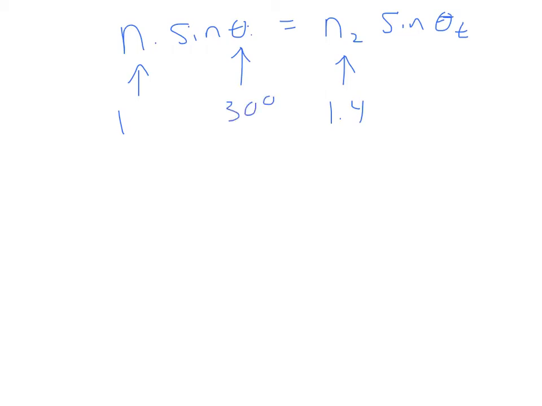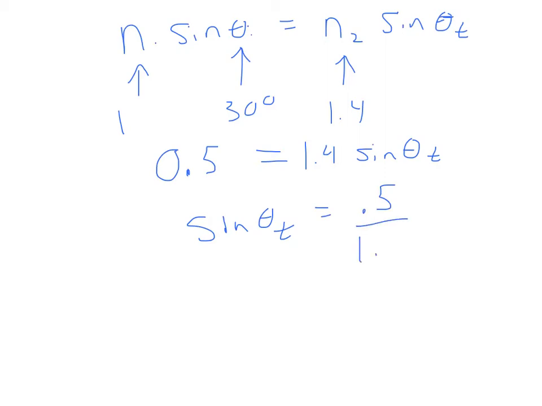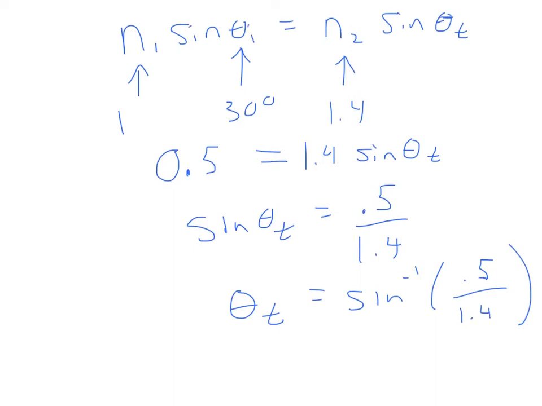So we have that 1 times the sine of 30, or 0.5 as it turns out, is equal to 1.4 times the sine of theta transmitted. So sine of theta transmitted equals 0.5 divided by 1.4. So the transmitted angle is equal to the inverse sine of 0.5 divided by 1.4, which equals about 21 degrees.